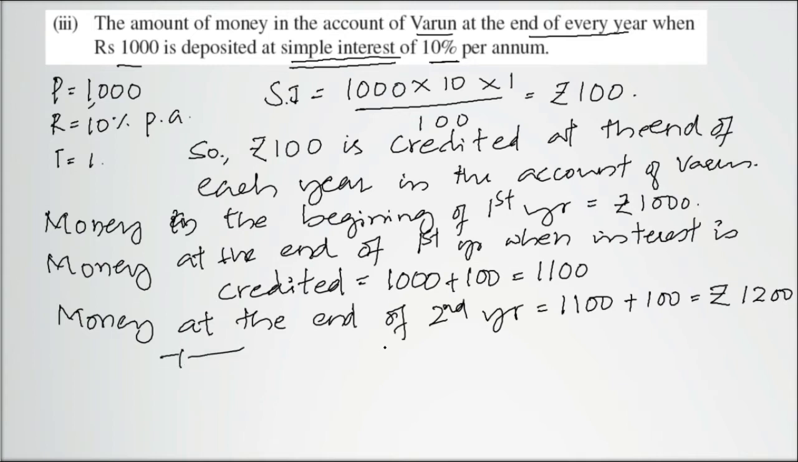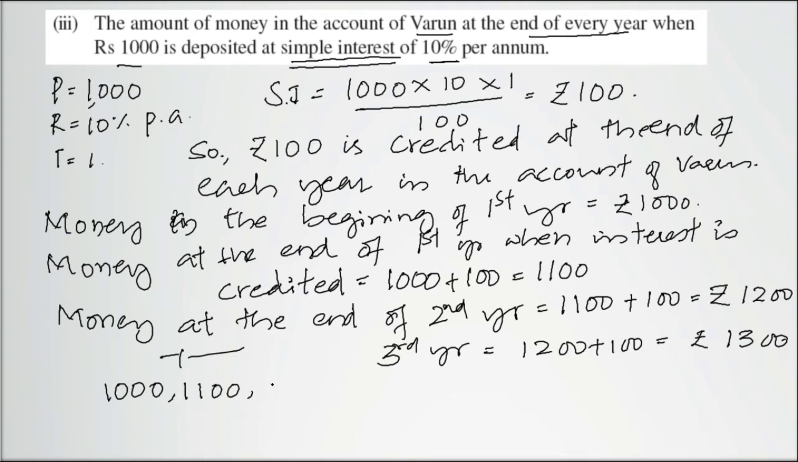At the end of third year, it will be rupees 1200 plus again 100 rupees is added, it becomes rupees 1300. For the next year, it becomes 1400. So the money at the end of each year, starting with the initial first year, will be like 1000, 1100, 1200, 1300, and it continues.